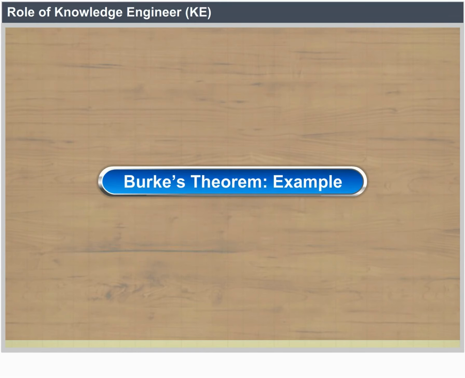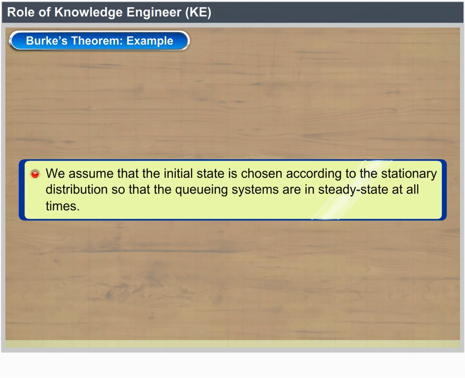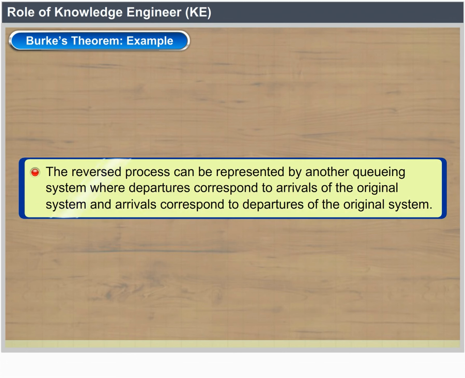Burke's theorem. Example: consider the M/M/1, M/M/m, and M/M/infinity queuing systems. We assume that the initial state is chosen according to the stationary distribution so that the queuing systems are in steady state at all times. The reversed process can be represented by another queuing system where departures correspond to arrivals of the original system and arrivals correspond to departures of the original system, as shown in the previous figure.